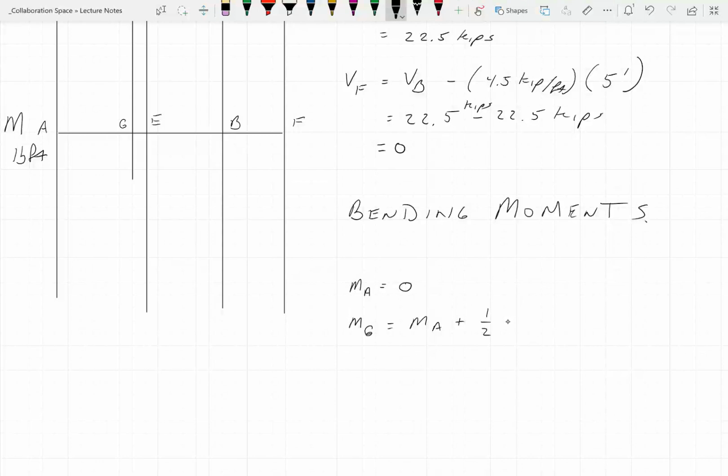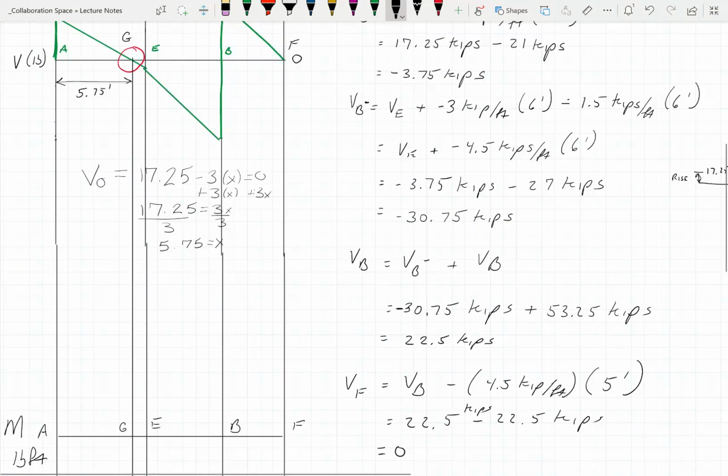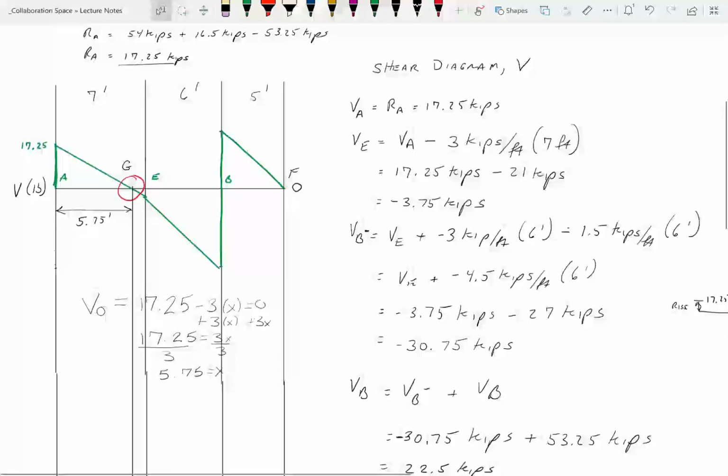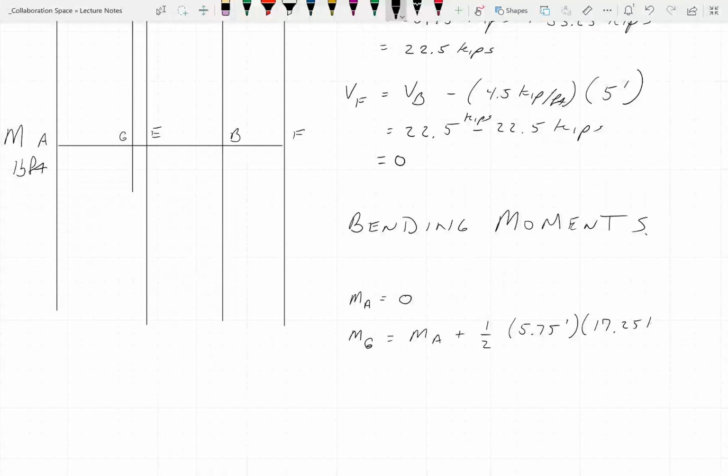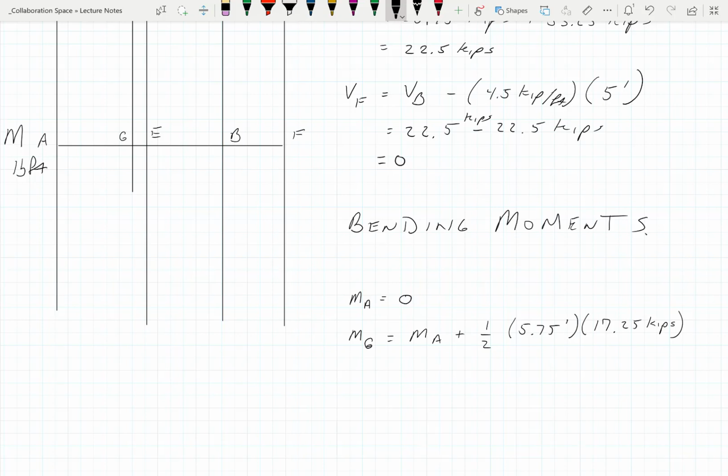One half times 5.75 feet times 17.25 pounds. Is that really pounds or was that kips? Oh, it's kips. We've lost the kips in here someplace. Okay? Everybody good so far? But without that little intermediate step in there, you're SOL. Well, maybe not SOL, but you're going to paddle around the lake a lot before you actually get in a straight line.